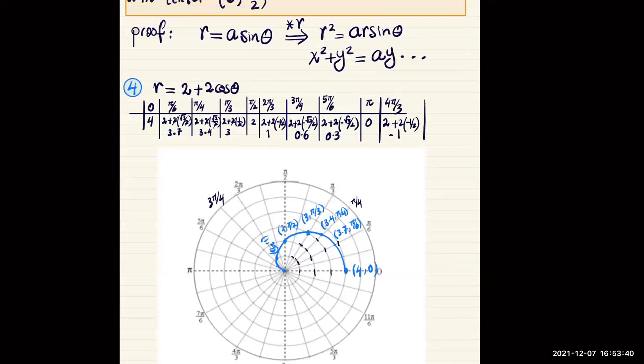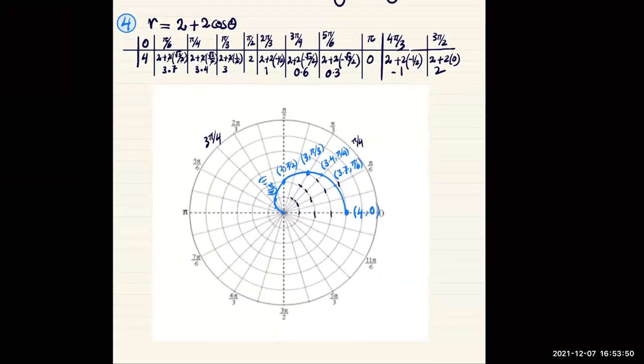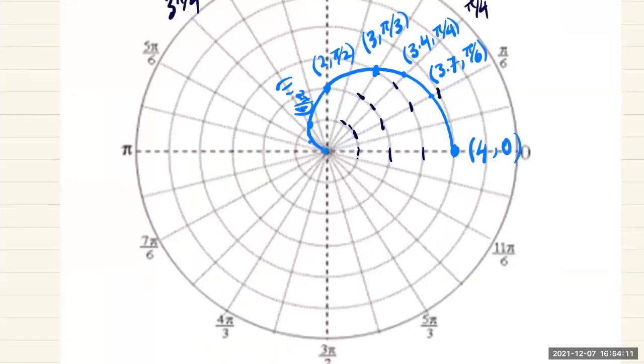At 3 pi over 2, you get 2 plus 2 times cosine of 3 pi over 2, which is 0, so that is 2. So here is that -1? I think it's just 1, right? It's just a positive one, exactly. As I said, r is at no time going to be negative. So here is 4 pi over 3, and we're going to be 1 unit away from the pole, which would be that point. And at 3 pi over 2 we'll be at 2.